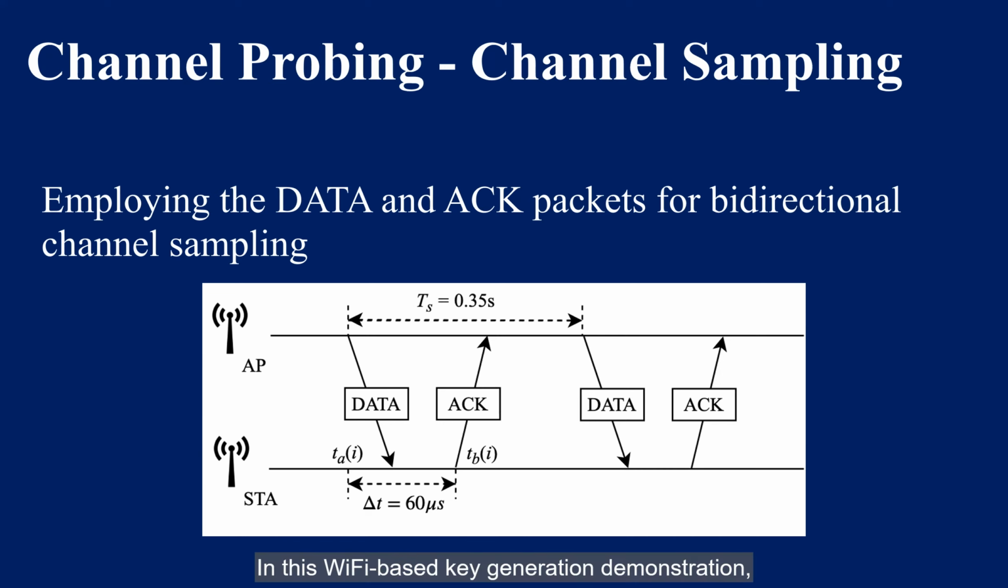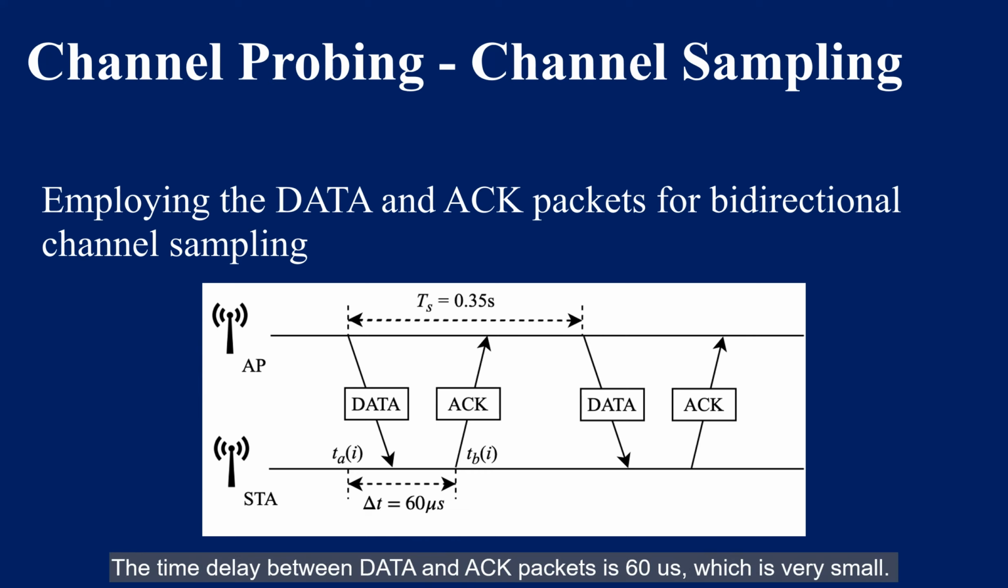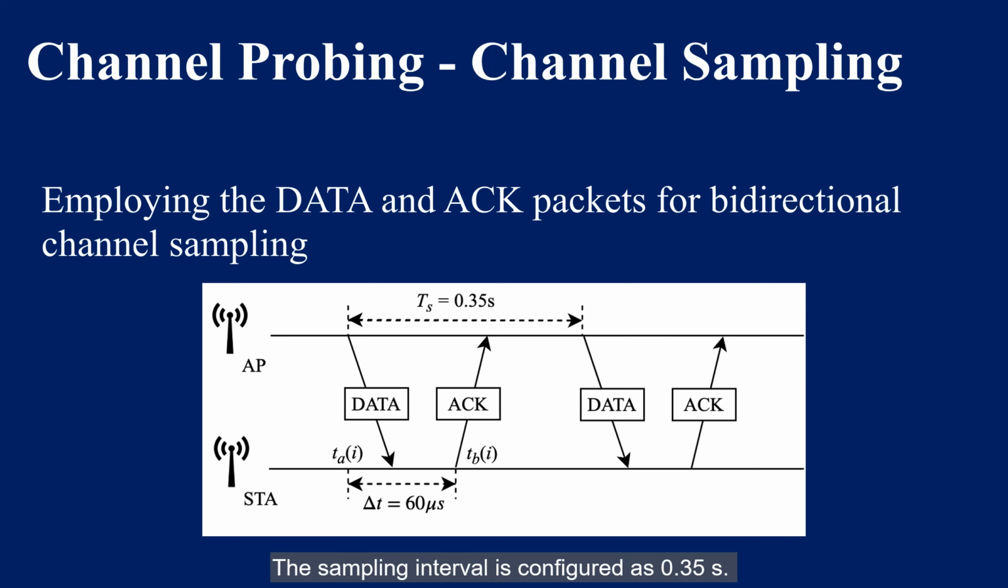In this Wi-Fi-based key generation demonstration, channel probing is carried out using existing packets, namely data and ACK packets. The time delay between data and ACK packets is 60 microseconds, which is very small. The sampling interval is configured as 0.35 seconds.